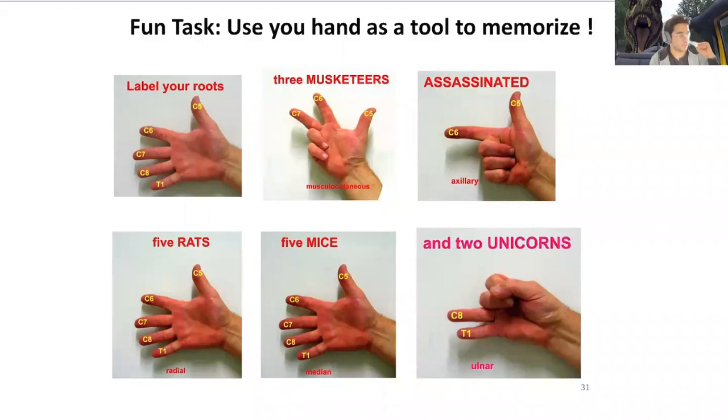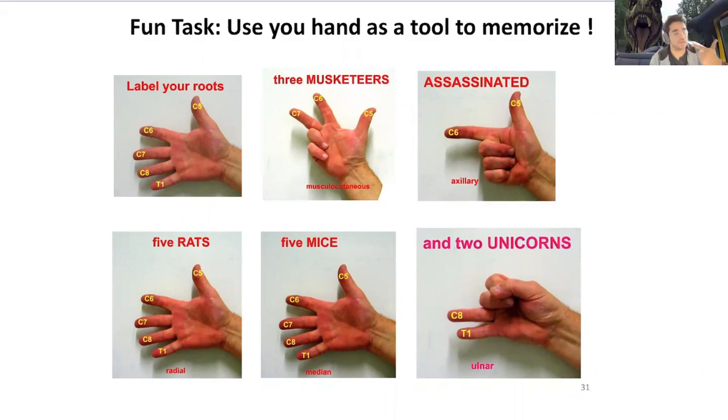Now, let's start off the bat with your musculocutaneous nerve. We're getting into your upper limbs now, your innervation that's going to the upper limbs. Three musketeers, right? Think M. So three musketeers: C5, C6, and C7 is musculocutaneous. The assassination, right? Assassinated. So axillary.